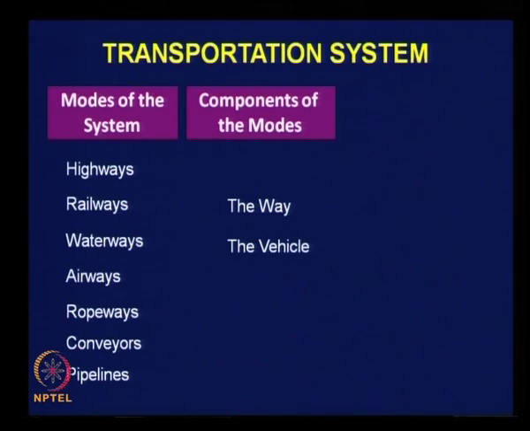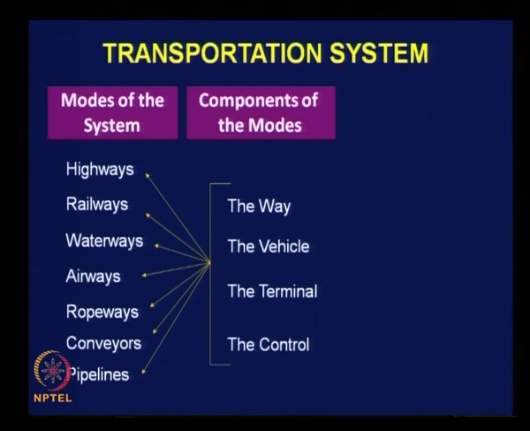Then we need to load and unload people and goods at prefixed locations. These locations are nothing but transport terminals. The terminal is another important component of a mode. And then when you operate a number of vehicles in a mode, there needs to be some kind of control and guidance. So finally we can say that the control is also an important component of any mode of transportation. Now we understand that there are 4 important components that are applicable for each of these 7 modes that we have already identified.